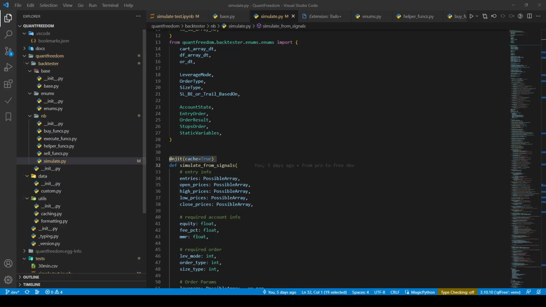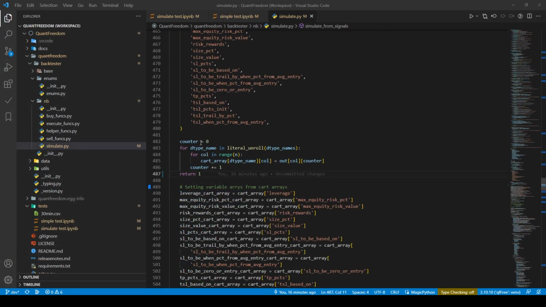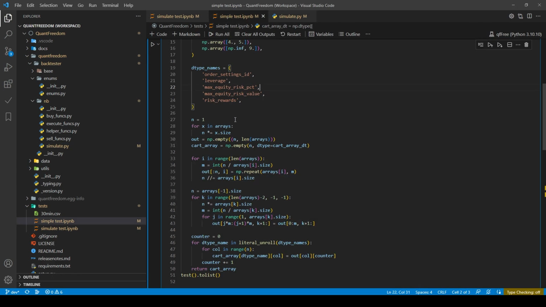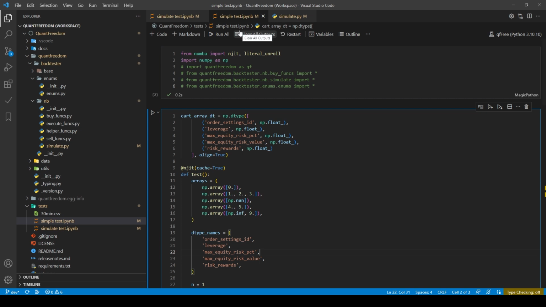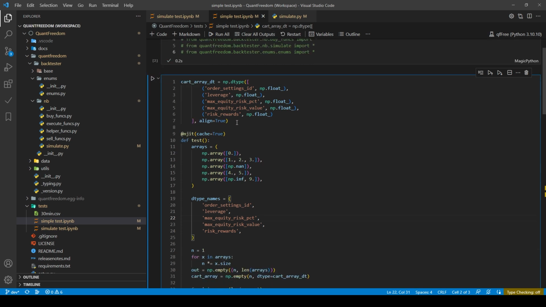Okay, so I'm running into a real problem here. I'm still getting these errors with the number thing, with this D type thing. So then what I did is I came over here and I created this simple test where I create a simple card array.